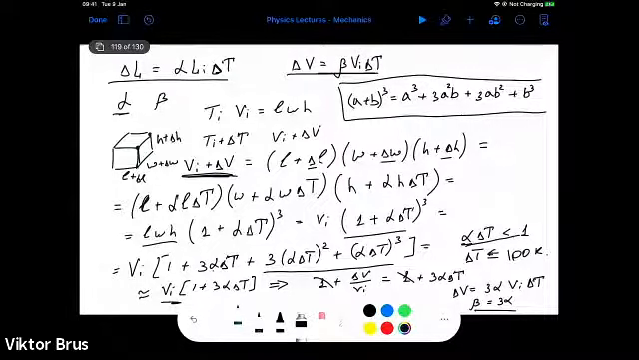Following the same concept, we can also show that the change of the area of some surface due to thermal expansion, delta A, will be equal to 2 alpha times initial area times delta T. So actually the coefficient of linear thermal expansion will provide us information about the surface and volumetric thermal expansion coefficients. We just need to multiply it by 2 or by 3.